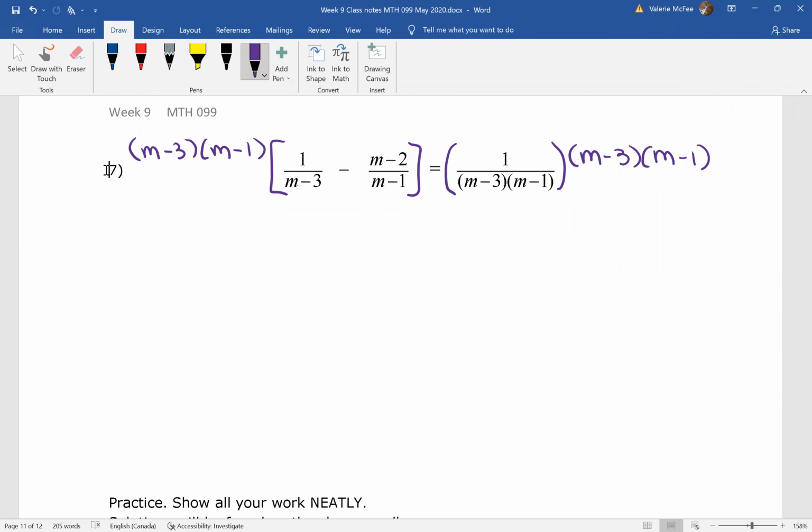Again, I factored the denominators, found the lowest common multiple is m minus 3 times m minus 1, and multiplied both sides by that lowest common multiple. On the left side, in the first term, m minus 3 cancels out, so we have 1 times m minus 1. In the second term, m minus 1 cancels out, leaving m minus 3 times m minus 2. On the right side, both factors divide out, equals 1.